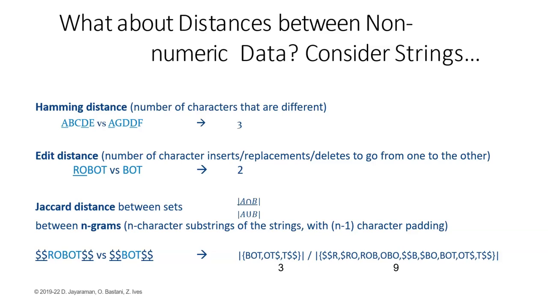In the second example, robot and bot, two letters are different. Then we have the Jaccard distance as well, which is the size of A union B minus A intersection B, divided by the absolute value of A union B, computed between the n-grams. These are the different options which are available to us.